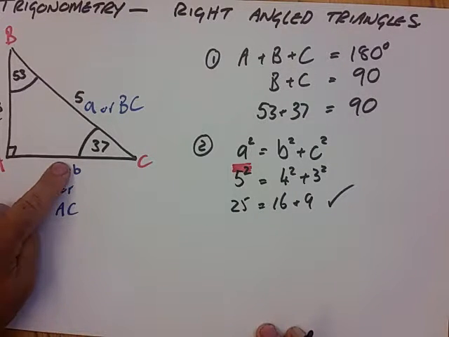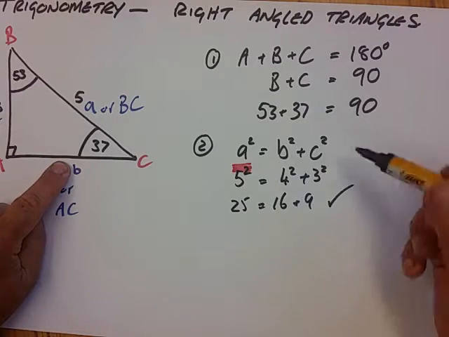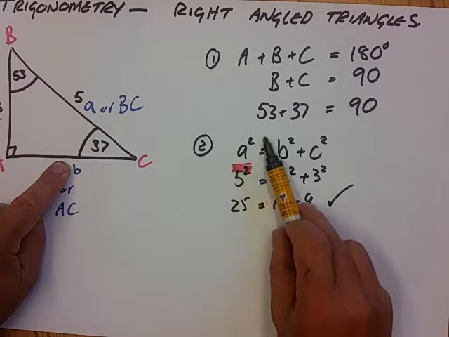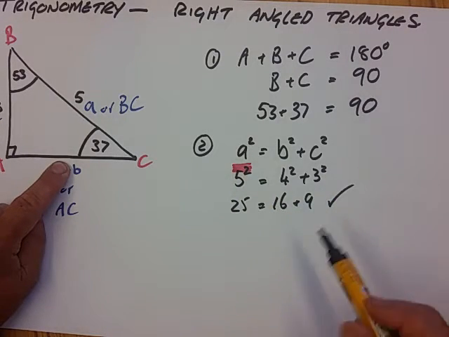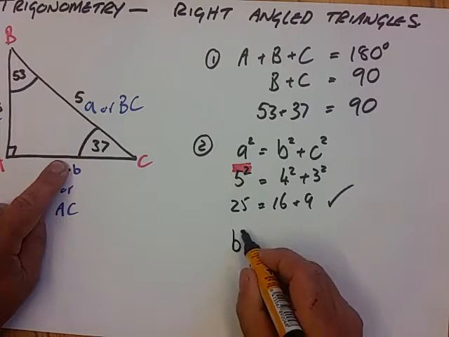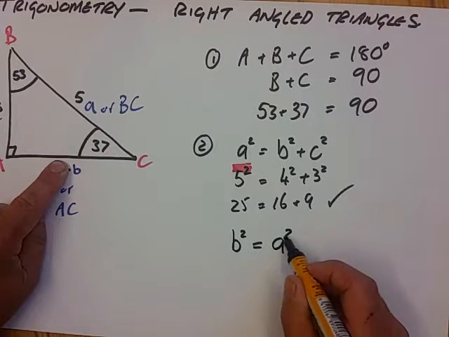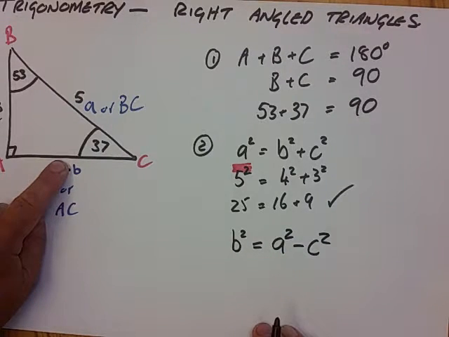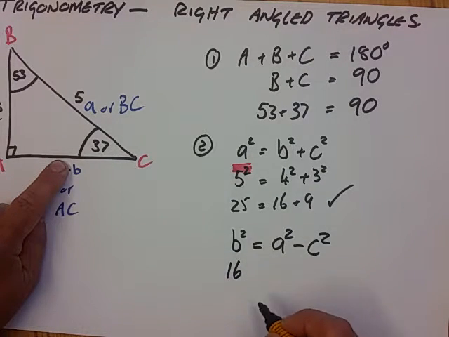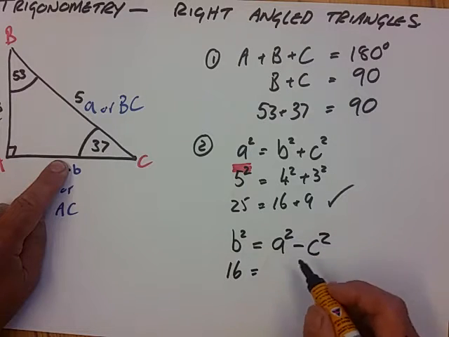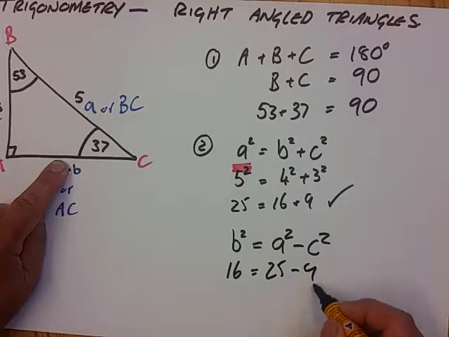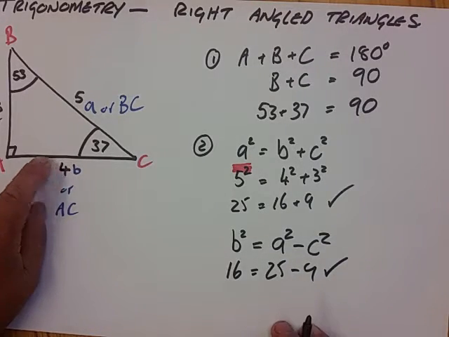However, what if we didn't know the 4? Then we would have to rearrange this formula. We can't simply make 4 the a, the unknown, and work through the formula. We'd have to rearrange this formula. So if we're missing b, we would have b squared equals, and in this case, a squared minus c squared. And again, we can put the numbers in. b squared is 16, 4 squared is 16, equals a squared, which is 5 squared, which is 25, minus c squared is 9, so minus 9, 25 minus 9 is 16.